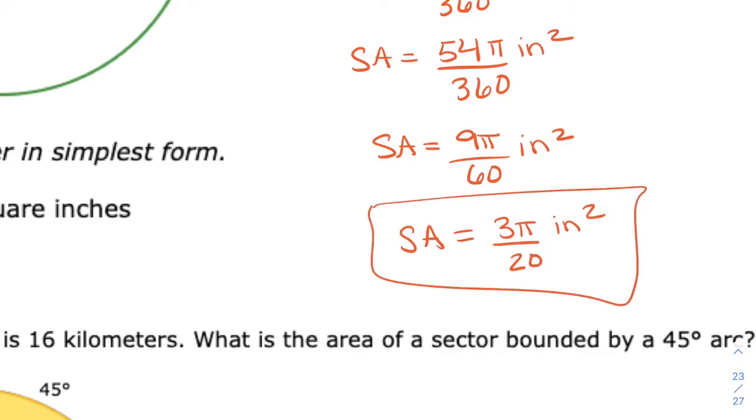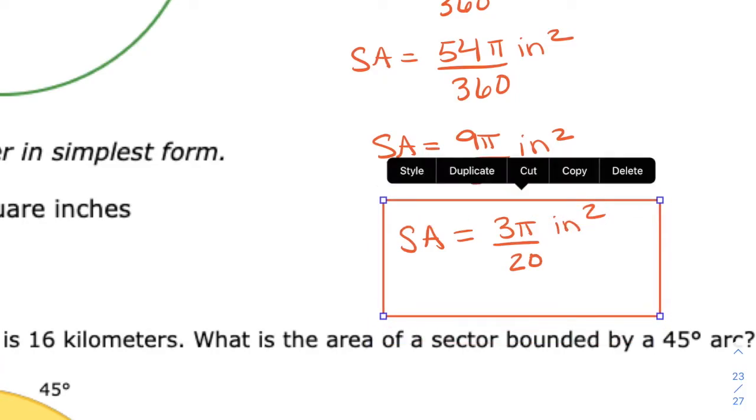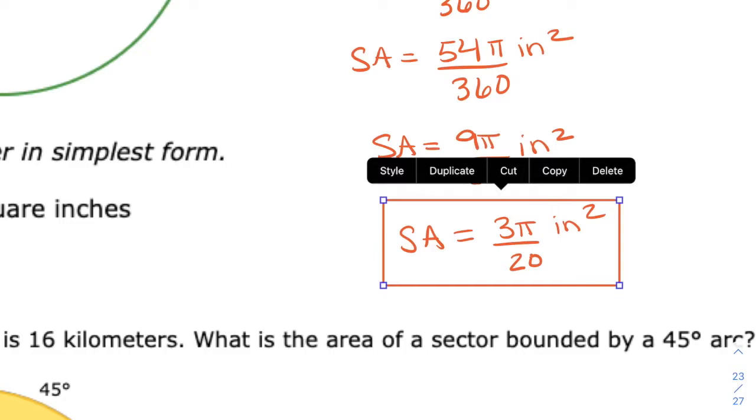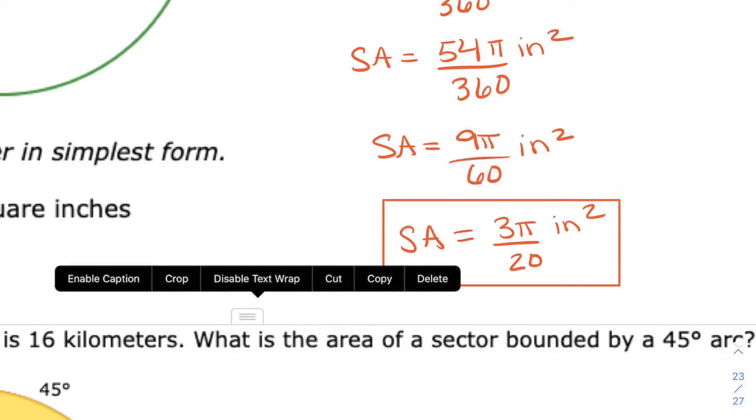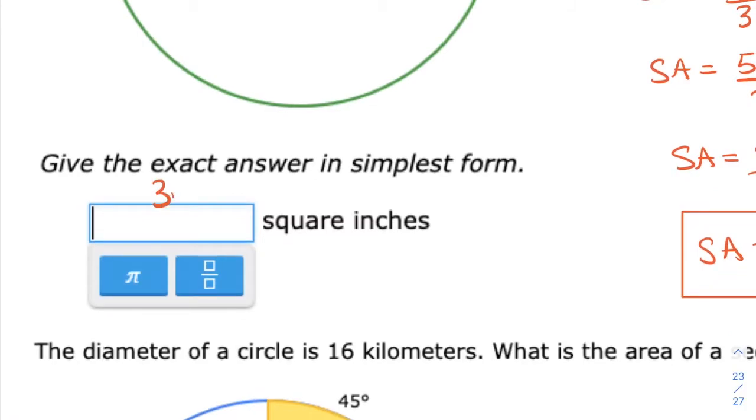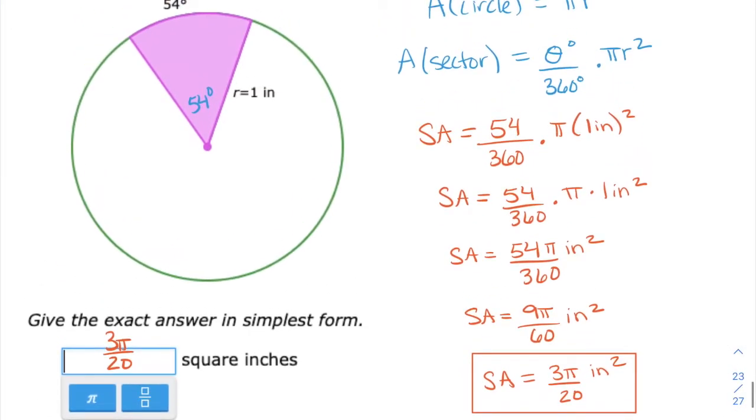And that is it. So the sector area is 3 pi over 20 square inches. Again, you want to make sure it's in simplest form. You can always check your work. You can do 54 divided by 360, and then 3 divided by 20, and you get 0.15 for both of them. But again, you want it in fraction form.